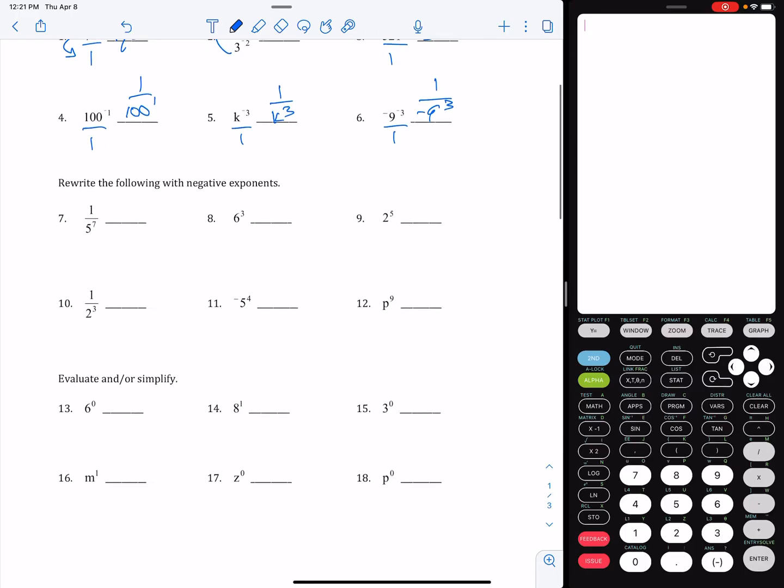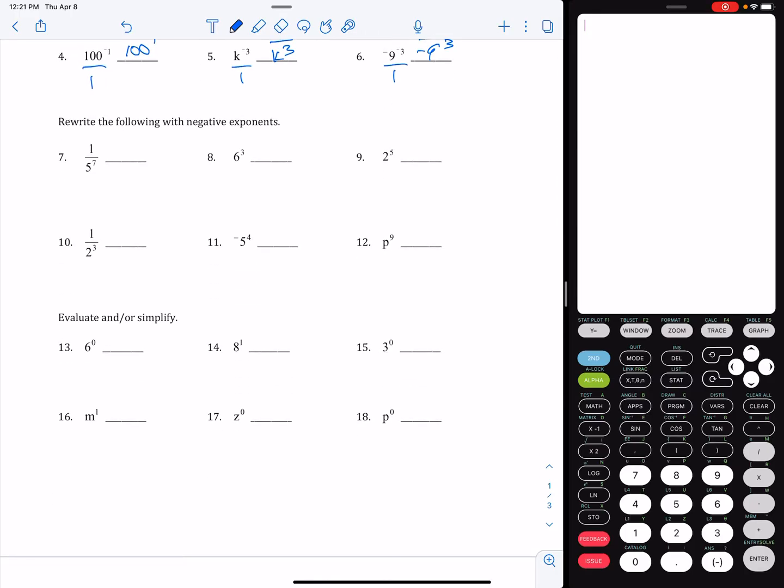In the second set, I'd like for you to write it with a negative exponent. This will be the only time I allow you to write something with a negative exponent, because we're just practicing that property. Any other time, you must write your answers with positive exponent expressions. On number 7, if it's positive in the denominator, that means it's going to be negative in the numerator. Positive in the numerator means it'll be negative in the denominator.